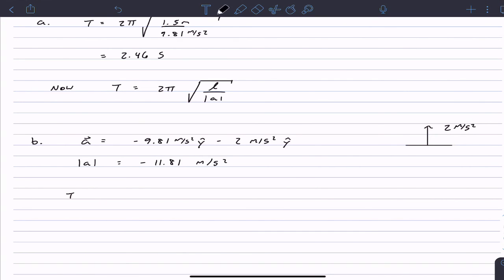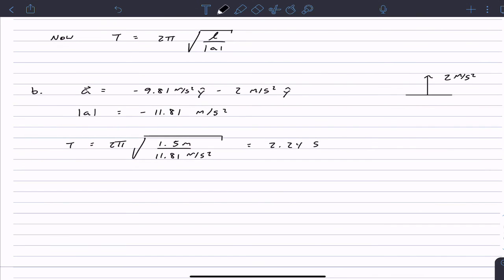We plug that in to our equation, 1.5 meters, 11.81 meters per second squared, and we get a value of 2.24 seconds. That's the period of the pendulum on that elevator accelerating upwards towards space. Okay. Next part.